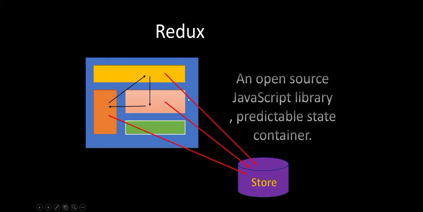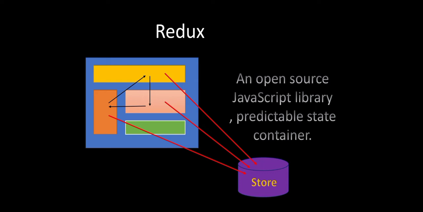Today we are going to talk about Redux. So first of all, what is Redux? Redux is an open source JavaScript library for managing and centralizing application state. It is also called a predictable state container for JavaScript applications.